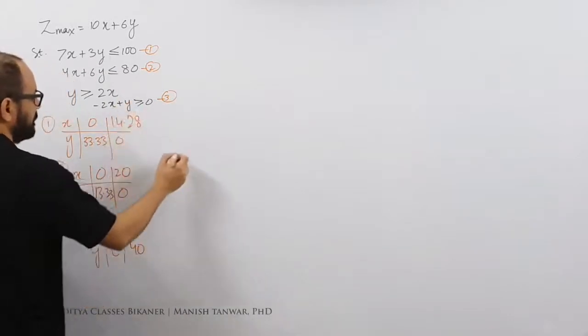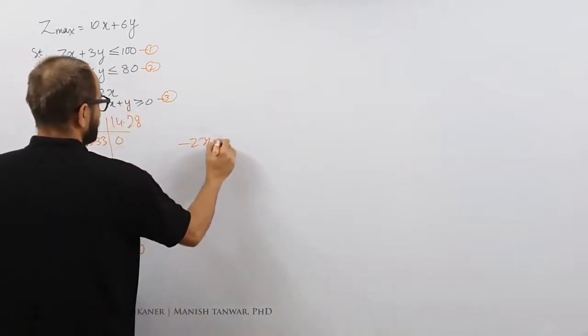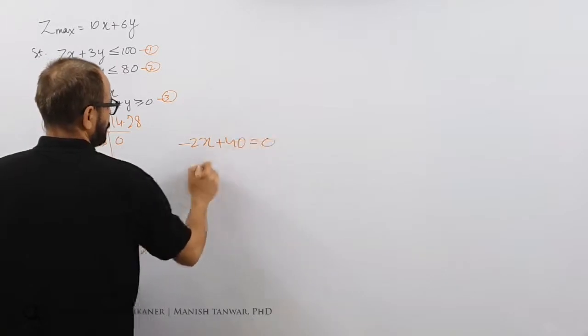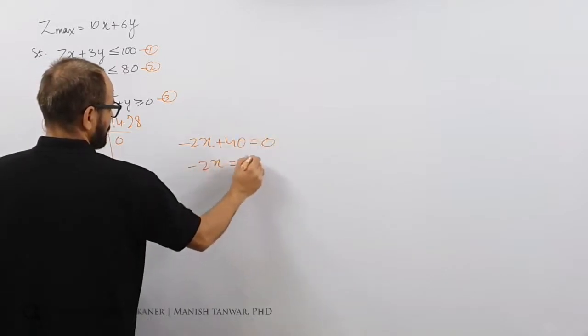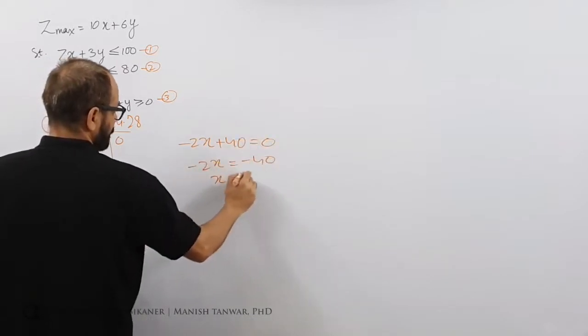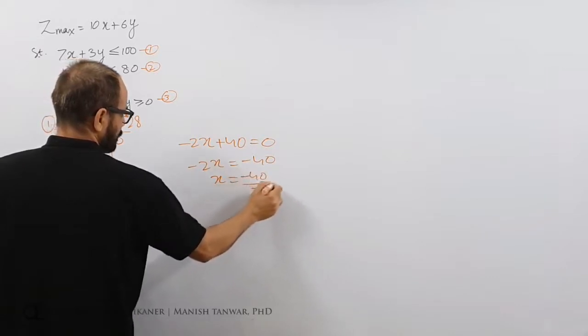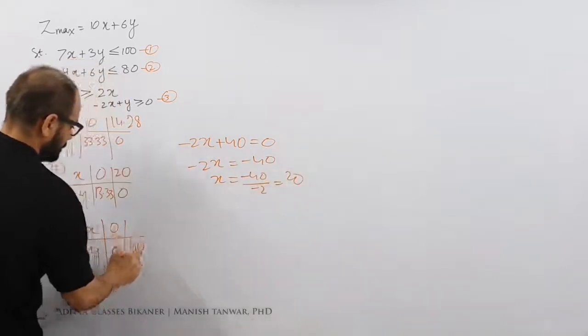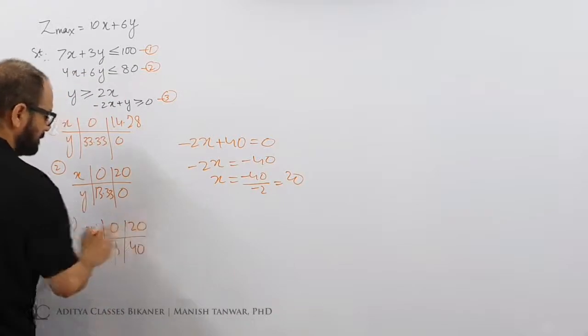If I put y as 40, what does this become? Minus 2x plus 40 is equal to 0. Minus 2x is equal to minus 40. x is equal to minus 40 upon minus 2, making it 20. So if I put y is equal to 40, x becomes 20.